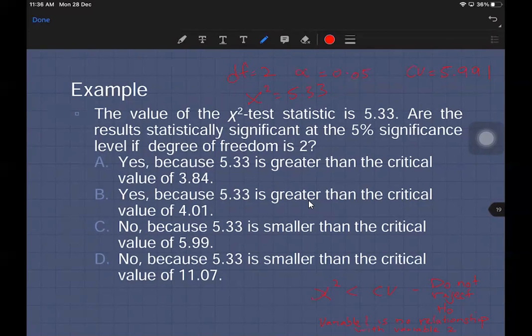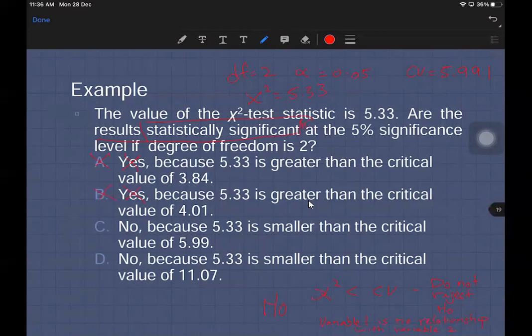Okay, no relationship. So are the results statistically significant? Statistically significant is referring to the alternative hypothesis. Here, do not reject means we are in favor of the null hypothesis. So when we favor the null hypothesis, the answer will be no, because we are not in favor of the alternative hypothesis. So the result is not statistically significant.